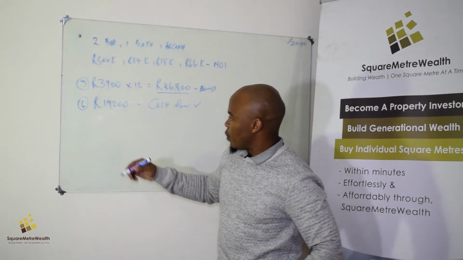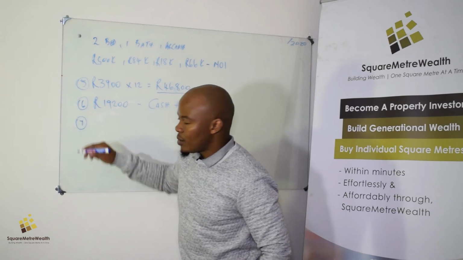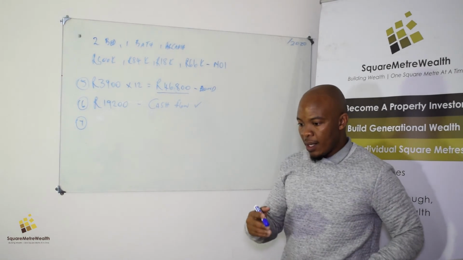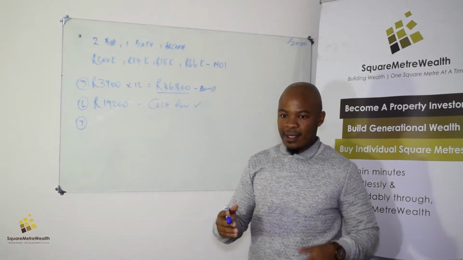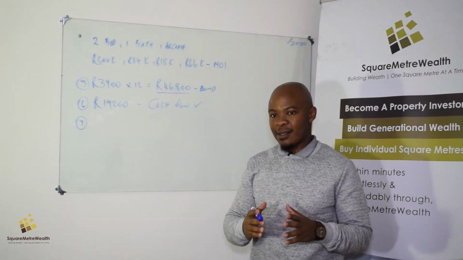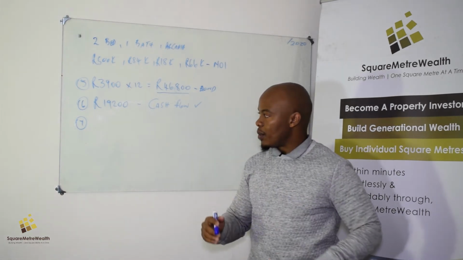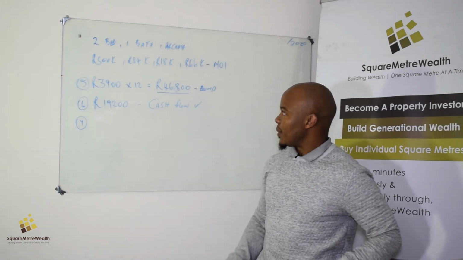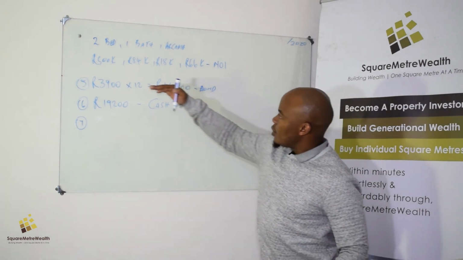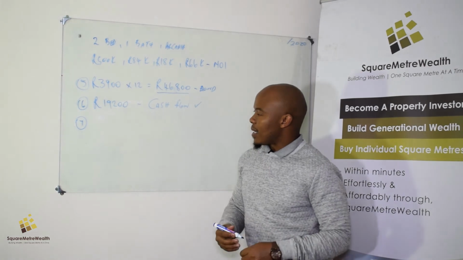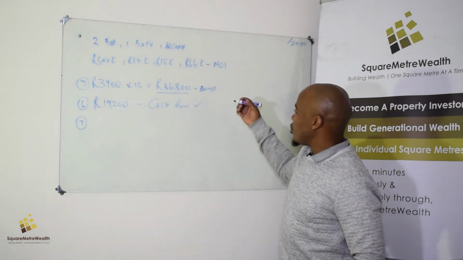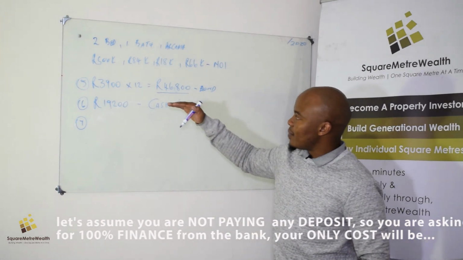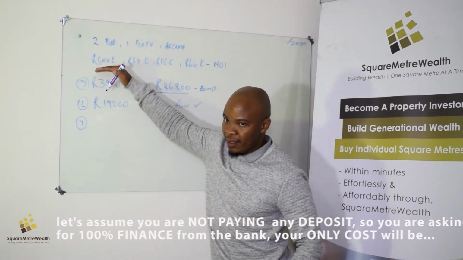Number 7, which is the next step, you need to calculate what we refer to as cash on cash. What cash on cash tells you is what your return is on your own contribution. So you're basically calculating return on equity. So this is how it works. You've got a property with an asking price of 500,000. Let's assume you are not paying any deposit. So you are asking for 100% finance from the bank.